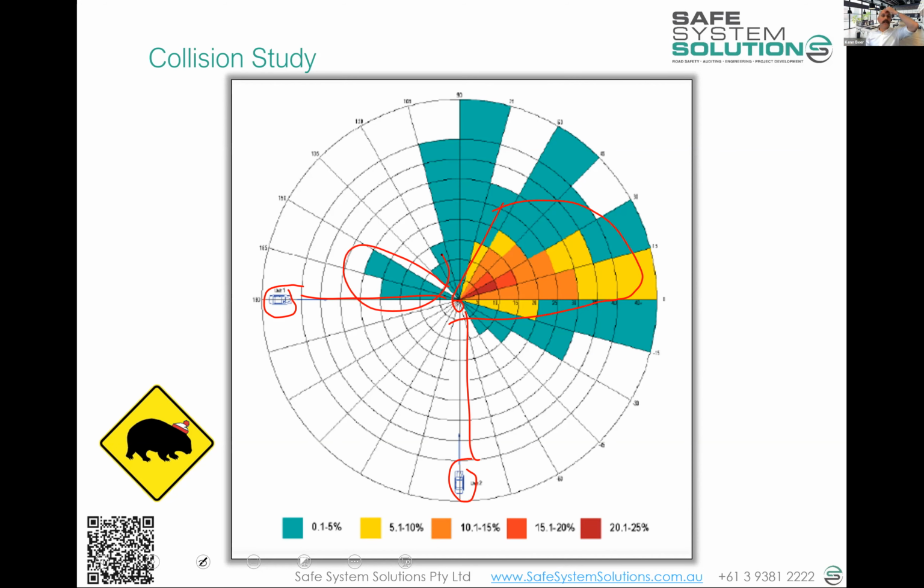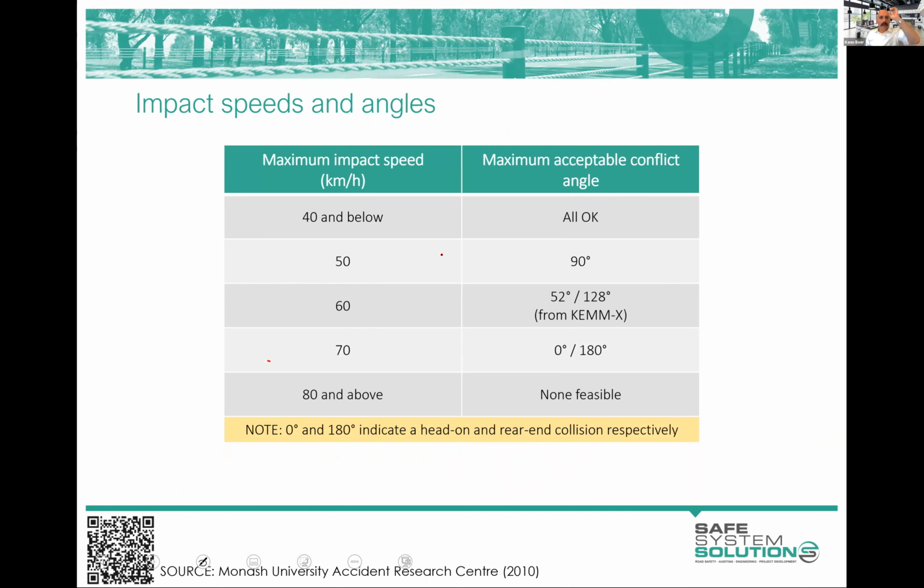But as a safe system assessor, you really want to be going back to these sorts of things: speeds, energy, angles, weights of vehicles, and that sort of stuff, to give you an indication of how bad you think the crash event that you're predicting is going to be.